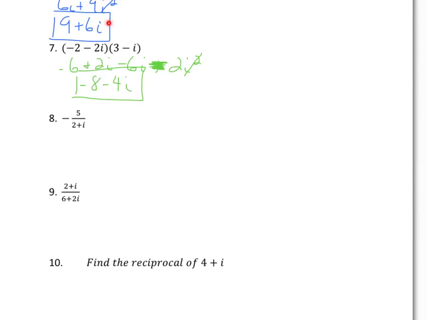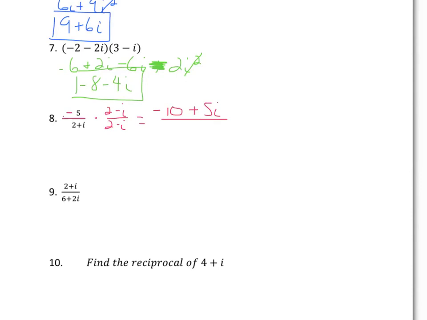All right, a couple more conjugate practices. Remember this negative needs to go with either the top or the bottom. So I'm going to just throw it on the top because I think that's easier. I'm going to multiply both top and bottom by the conjugate. So 2 minus i over 2 minus i. On top we just have to distribute the negative 5, so we'll have negative 10 plus 5i.